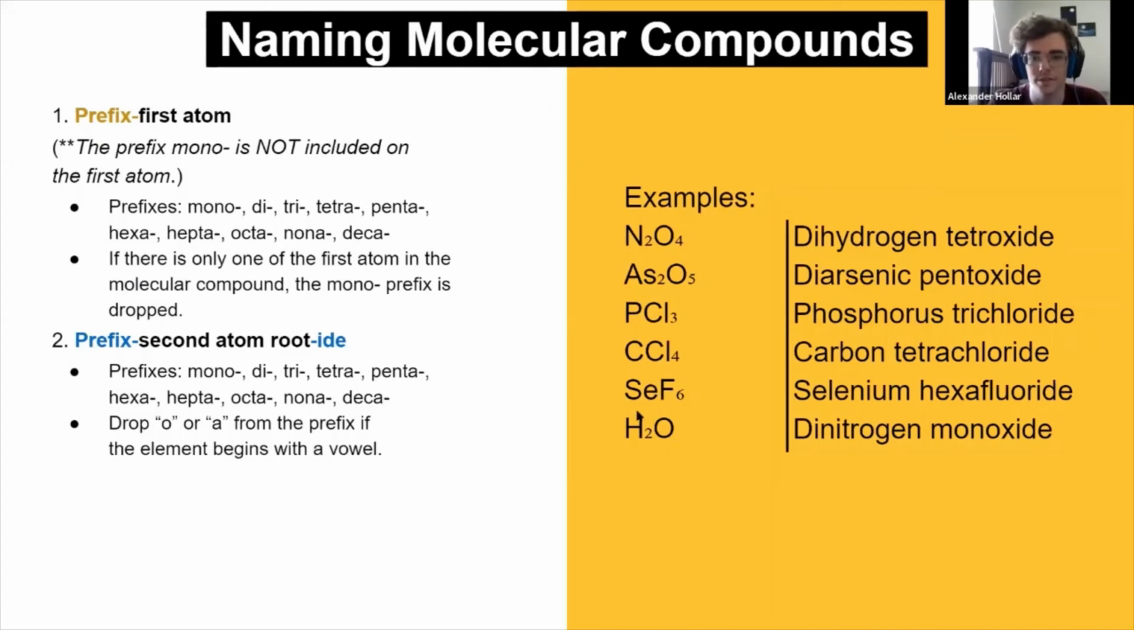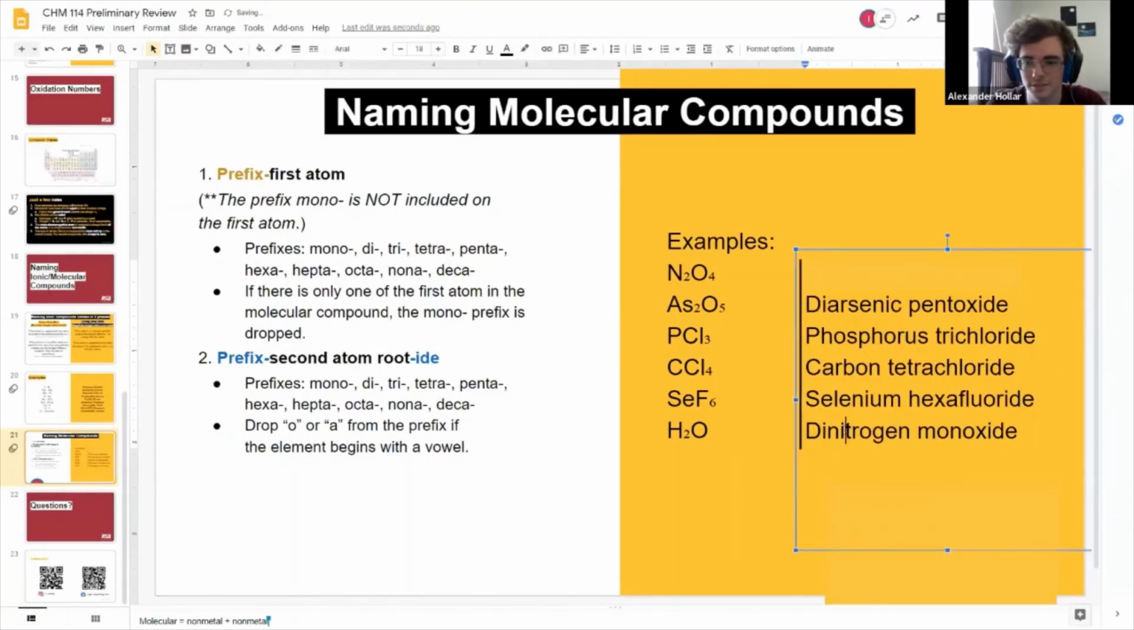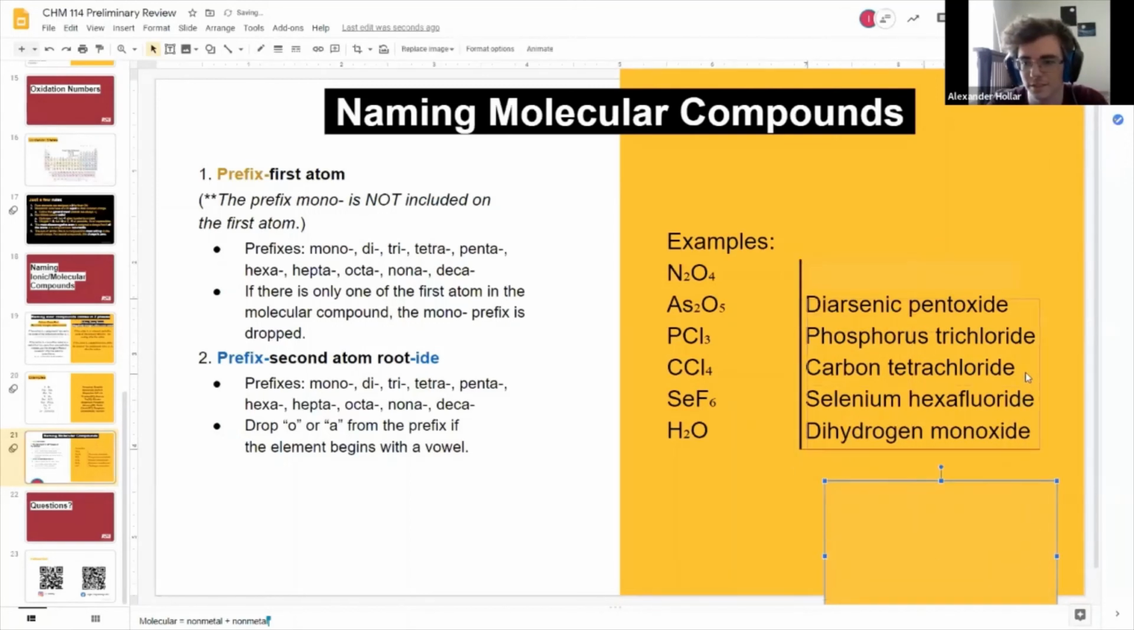Then we have selenium and then 6 fluorines, so that is selenium hexafluoride. And then for this last one here, it is water, otherwise known as dinitrogen monoxide. Or, why did I put nitrogen? It should be dihydrogen monoxide. I don't know why I put nitrogen. I'm sorry. One of my all-time favorite chemistry jokes is dihydrogen monoxide. I should fix that. There you go.